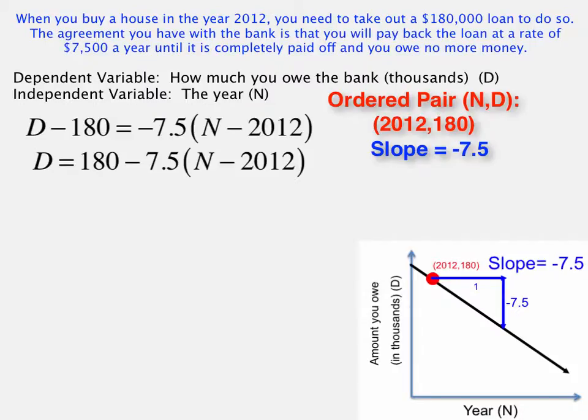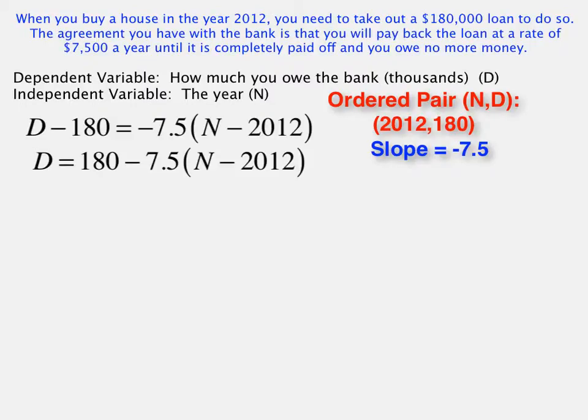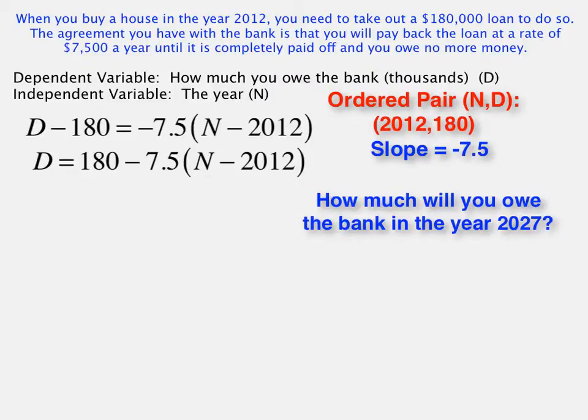Alright, now we've got this equation. If we were to be given a year, we could tell exactly how much we owe. If we're given an amount that we owe, we could find out exactly in what year we owe that amount. So let's go ahead and do some practice. So let's use this equation to determine how much we'd owe the bank in the year 2027.